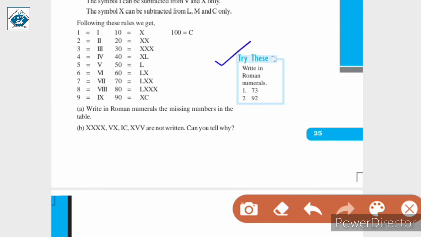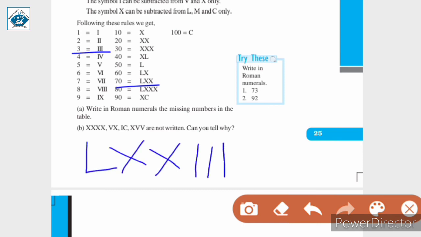Let us now try these examples given on page number 25. Write in Roman numerals. First, 73. So we have to write 73 in Roman numerals. So as I have told you before, 73 is nothing but 70 plus 3. So how will we write 70? 70 is written as LXX. And how will we write 3? 3 is written as 3 times 1, that is III. So 73 will be LXXIII. So this is how we can write 73.